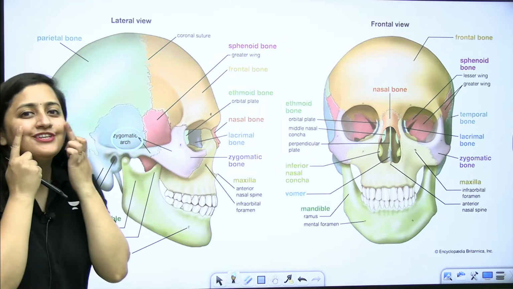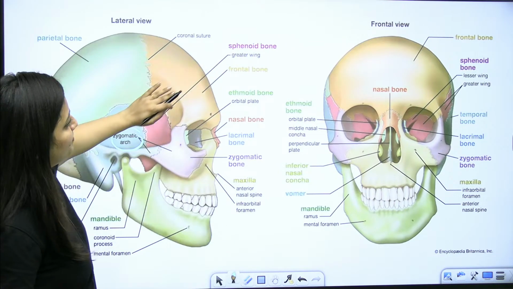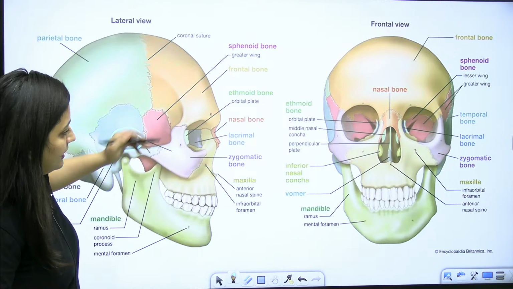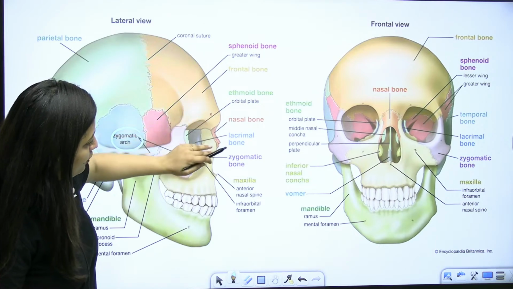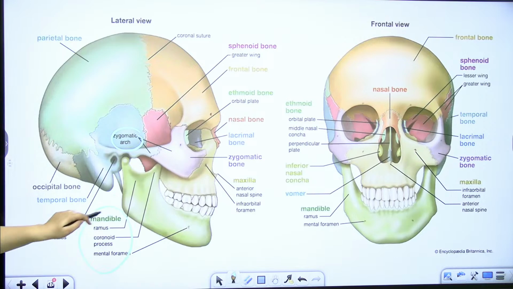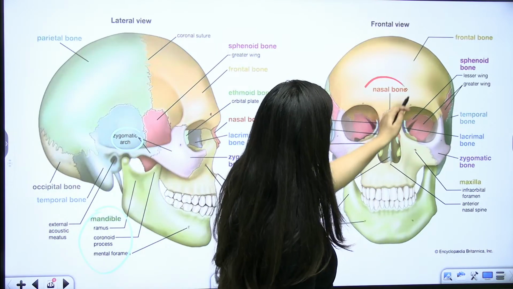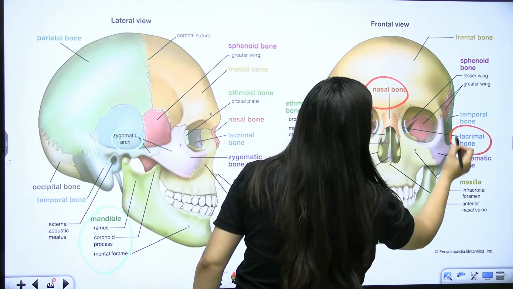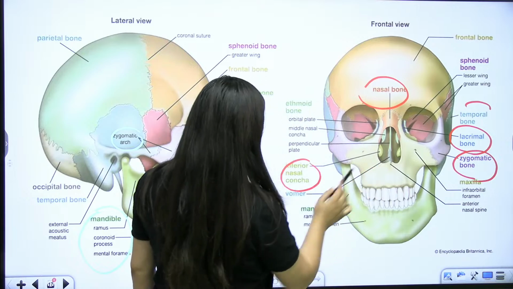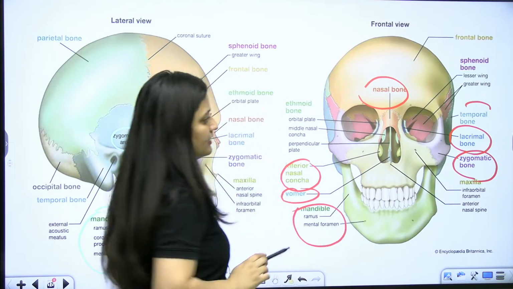The zygomatic bone, the cheekbones. This is the sphenoid bone, part of the cranium. This is the frontal bone, part of the cranium. Ethmoid, part of the cranium. So nasal bone, facial bone, lacrimal, facial, zygomatic, maxilla, and here you have the mandible also. Nasal, lacrimal, zygomatic, inferior nasal concha, the vomer, which is single. This is the mandible, which is single.